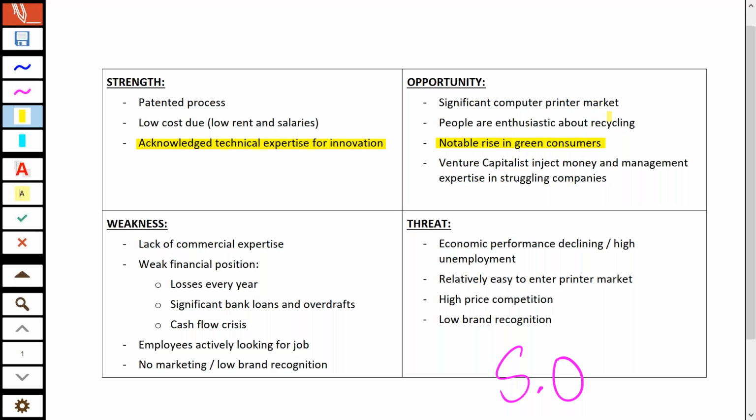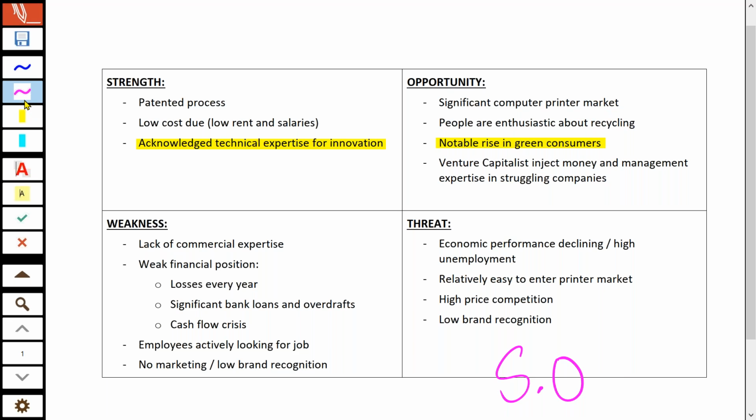So I like this one. I would say acknowledge technical expertise. So the way I would draft is, on one hand, I will mention that one of the strong strengths of Re-Ink is that it is an acknowledged technical expert. On the other hand, there is a notable rise in green consumers. Re-Ink can innovate and come up with unique products in order to capture the green consumers. Khalas, as simple as that. Just basic business sense, business acumen is required.